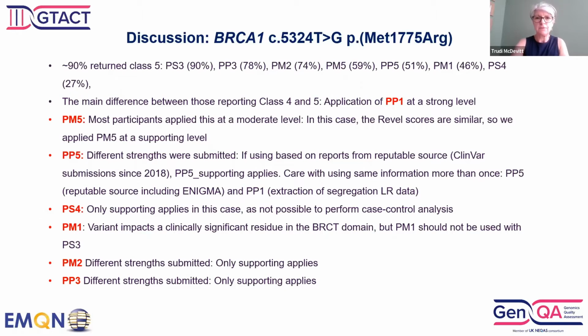So class 4, fewer participants used strong, including the use of PP1 at a strong level. PM5, most participants actually applied this at a moderate level, but as explained earlier, the REVEL scores are virtually the same, so we need to downgrade it to a supporting level.